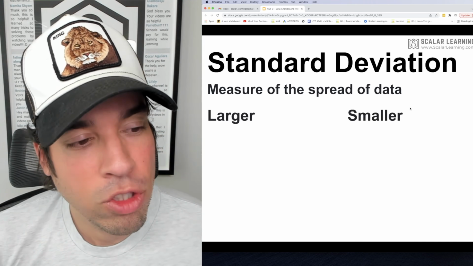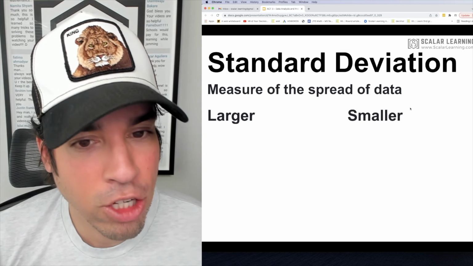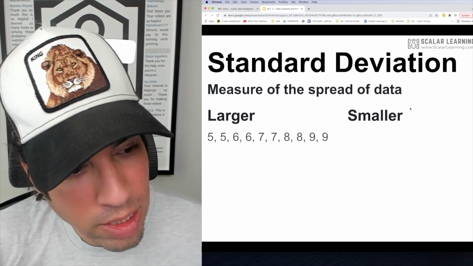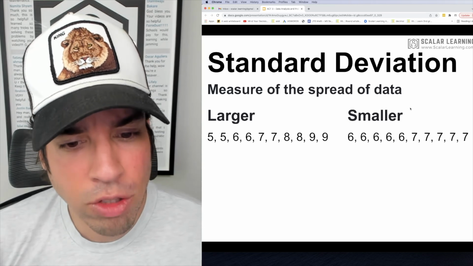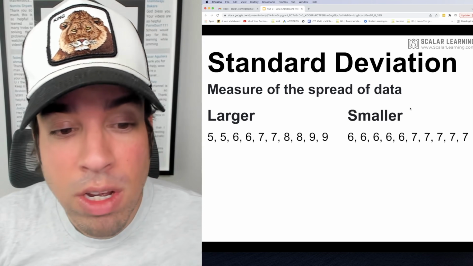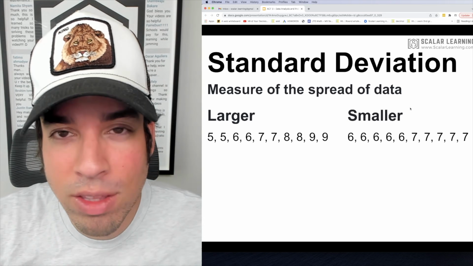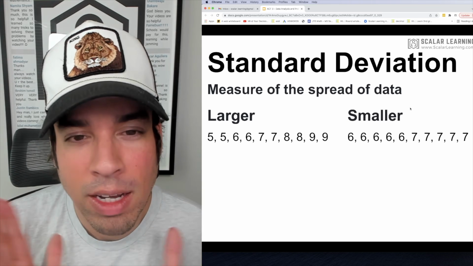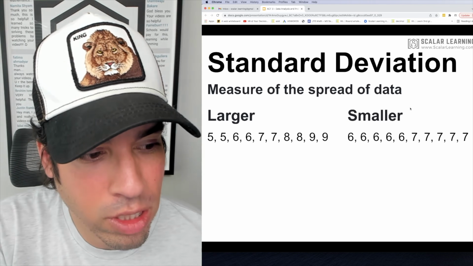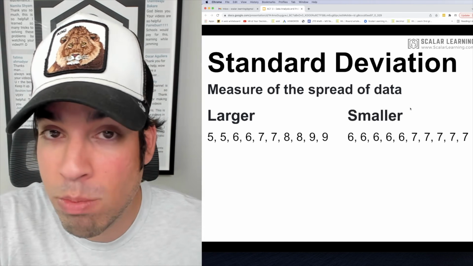So check it out. I'm going to give you 2 examples of a larger standard deviation and a smaller standard deviation. So let's say we have these values, 5, 5, 6, 6, 7, 7, 8, 8, 9, 9. And then here's another example, 6s and 7s. So you can see the set on the right is more tightly packed. There's just a window of 6 to 7, and so there's not a lot of spread in the data. Versus here, it's not that spread out, but it's more spread out, right?